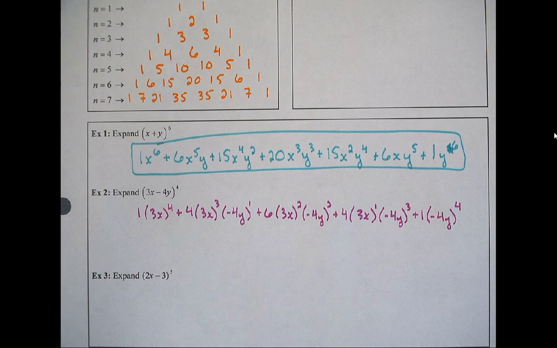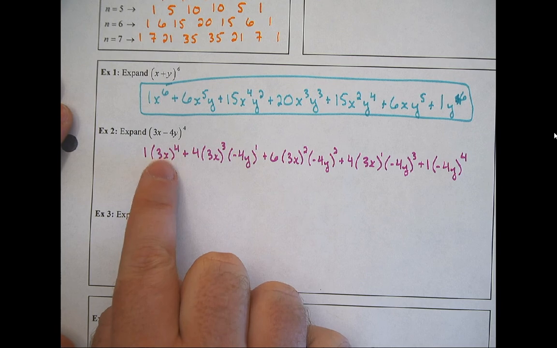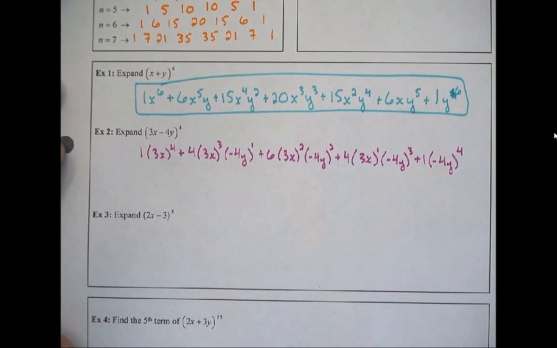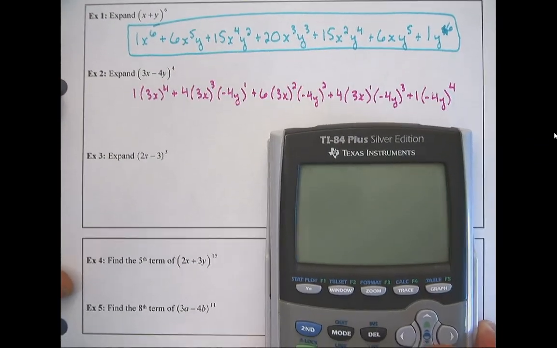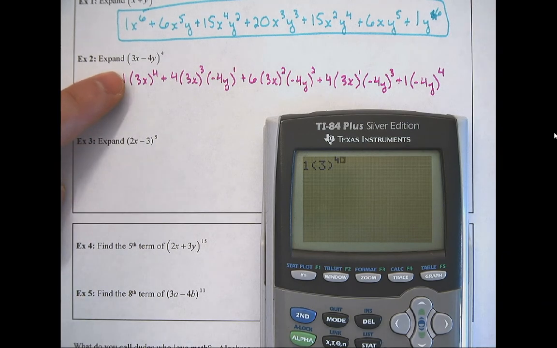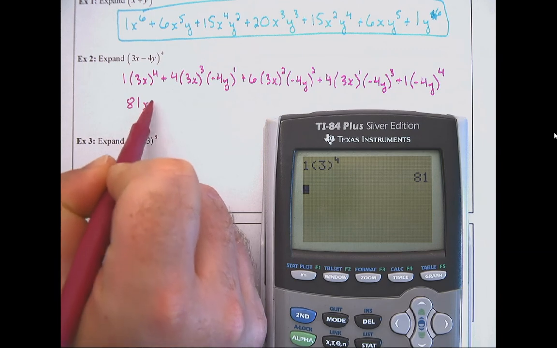All right, now it's time to clean this up. So we have things that we can put together. Keep in mind here, who's getting raised to the 4th power? Not just the 3, not just the x, but the 3 and the x. So I'm going to calculate my coefficient first. I'm going to put the 1 in there just for the sake of cleaning it up. 1 times 3 to the 4th. So what I do is I type this in exactly as it looks without the variable, and I get 81. So this is going to become 81 x to the 4th.